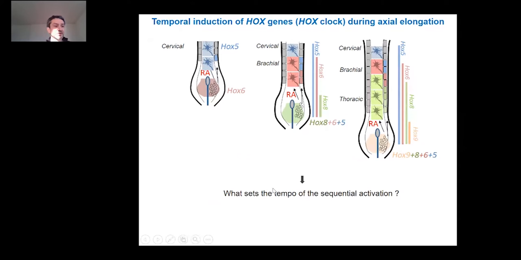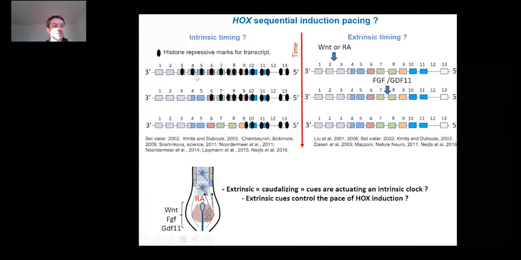It was shown in different models, including in the caudal region of the mouse embryo, that changes from a transcriptionally repressive chromatin state to a transcriptionally permissive state occur within Hox complexes, and that these changes correlate with their temporal sequence of induction. This led to a model proposing that an intrinsic chromatin-based timer could regulate the tempo of Hox activation. On the other hand, extrinsic factors, secreted factors such as retinoic acid or Wnt, FGF or GDF11, many of them important during axial elongation, have been shown to modulate Hox expression patterns in different systems, including, for example, in the caudal neural tube.